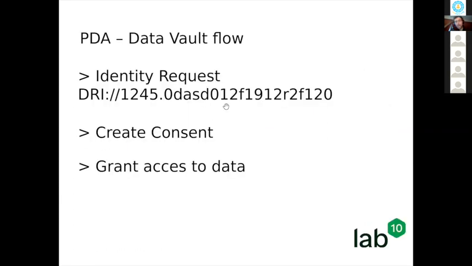So now, how can that knowledge be applied and how could this actually work? How does the PDA talk to the data vault?